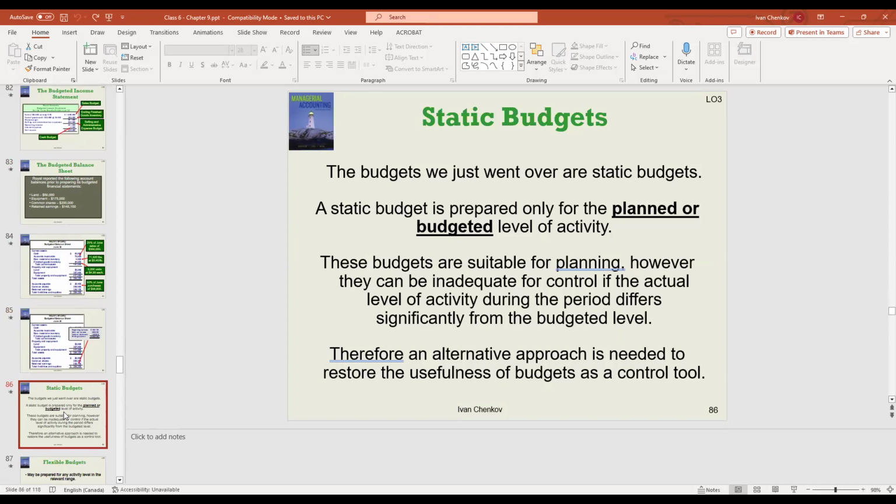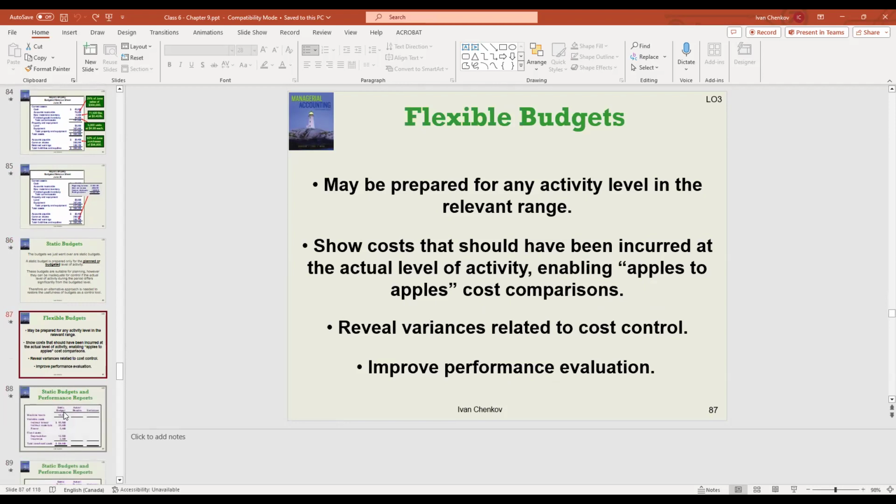Now the question is, what did we prepare at this point? We prepared something called a static budget. Is it useful? Well, if we don't achieve our sales, we can throw everything that we just did in the garbage. The only way this budget is useful is if we achieve the exact number of sales. But if you want to make it more useful, we have to move to the flexible budget.